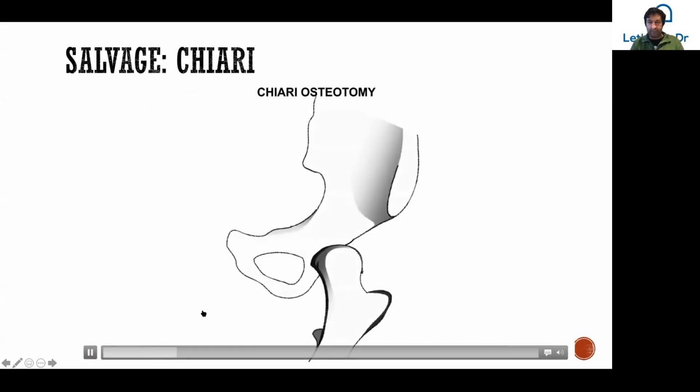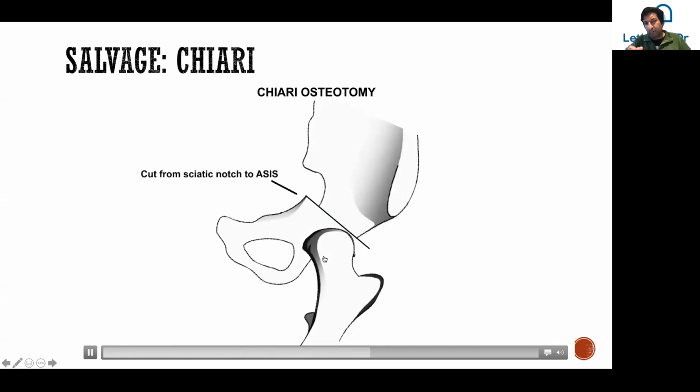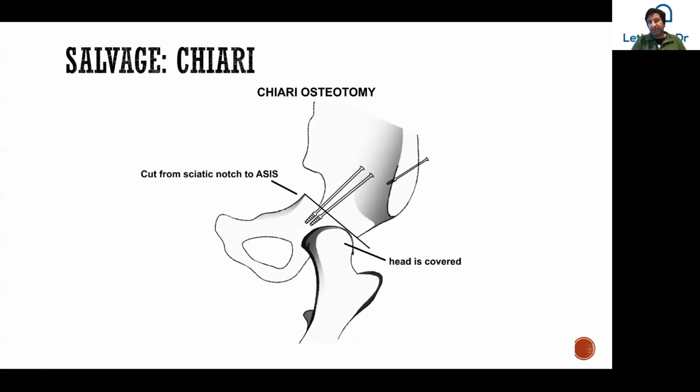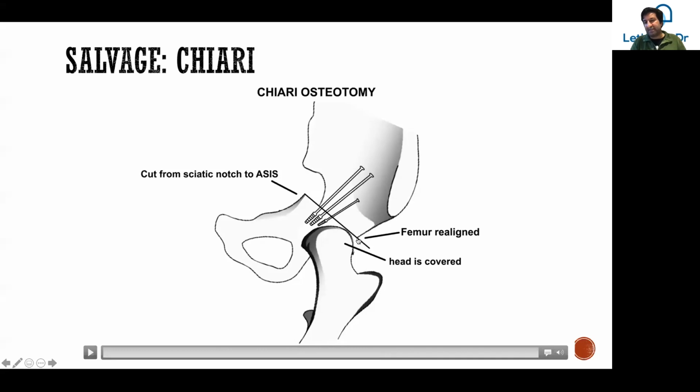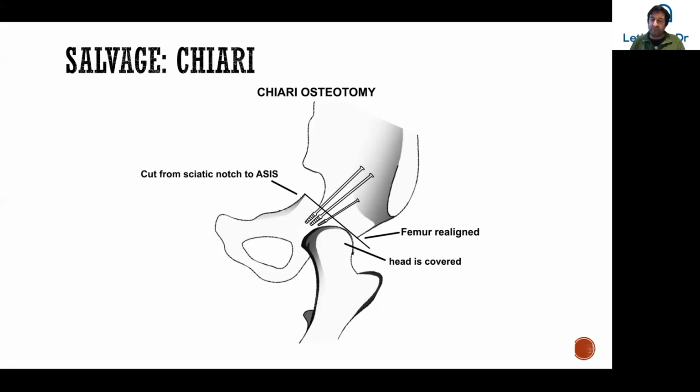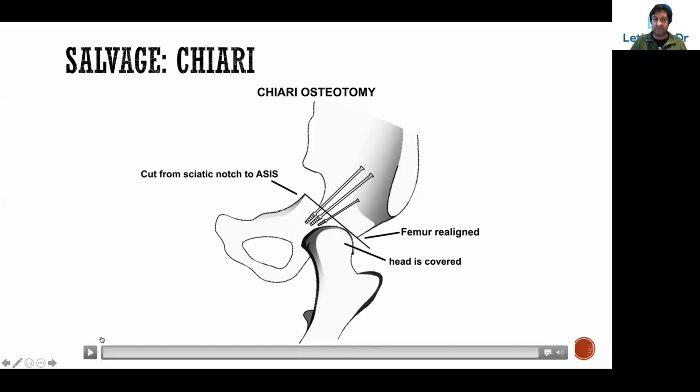So with CHIARI, you're making a cut, the femoral head's uncovered, you're bringing the whole thing, shifting it medially, and the cut goes all the way from the sciatic notch to the anterior superior spine. It's through the sciatic notch, it's unstable, so you need internal fixation, but now you can see that the head is covered. So again, it's a salvage procedure because you've got some sort of bony graft or bony part of the island which is now covering the head. So you're expecting it to still sublux, but essentially you're increasing the amount of coverage, which is why it's a salvage procedure.